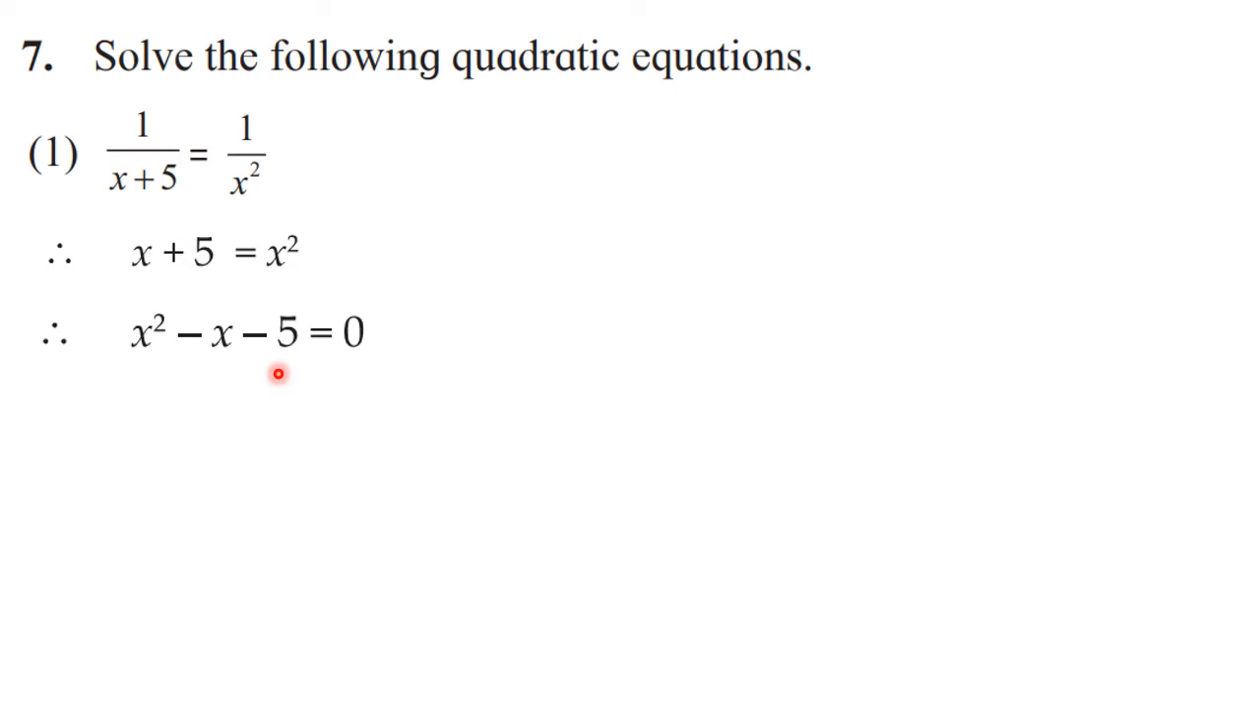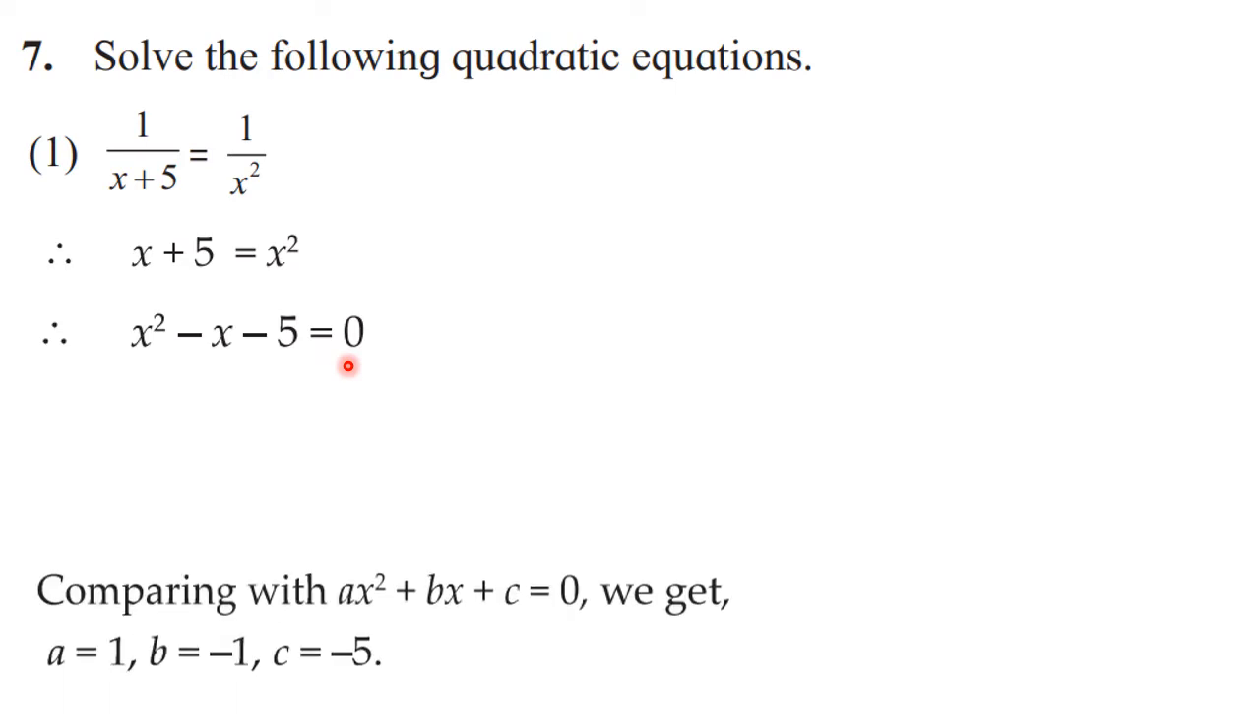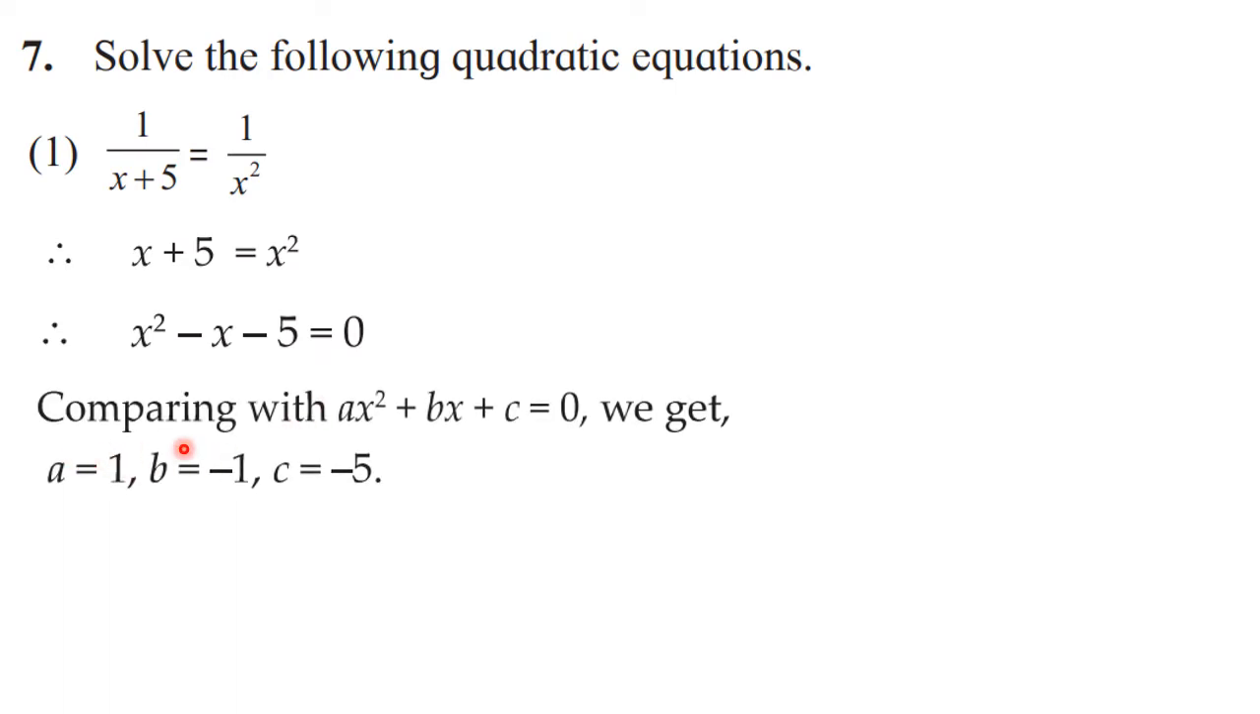And when you want to go for formula method, immediately you have to compare the equation with the standard form, that is ax square plus bx plus c. And then you have to write down the values of a, b and c. So write down, comparing with ax square plus bx plus c is equal to 0, we get a is equal to 1, b is equal to minus 1 and c is equal to minus 5.